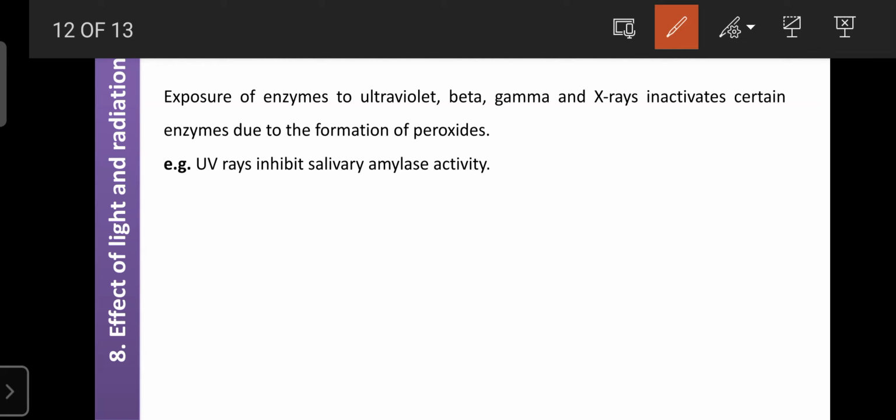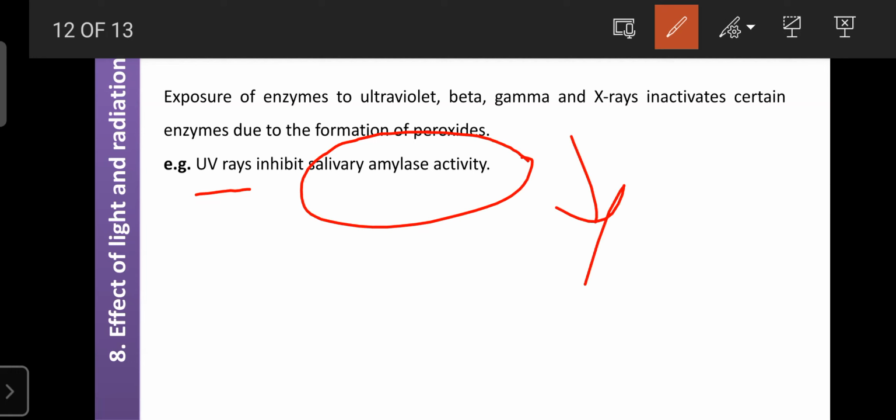For example, if salivary amylase is exposed to UV rays, then the salivary amylase activity decreases. That's why you should always stay free from exposure to ultraviolet, beta, as well as gamma and X-rays. Otherwise, enzyme activity decreases, and we suffer from various kinds of metabolic disorders due to decreased enzyme activity.